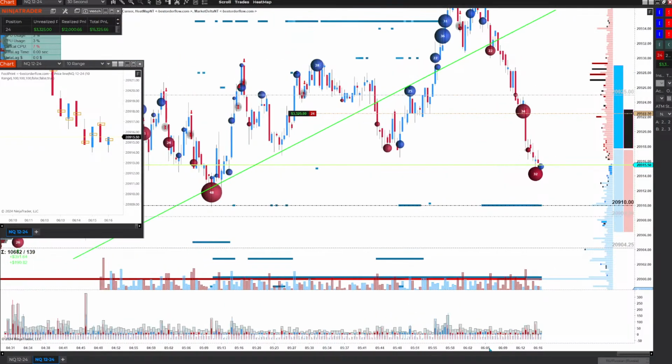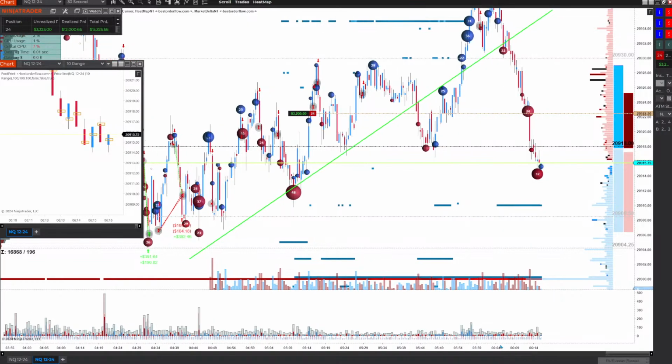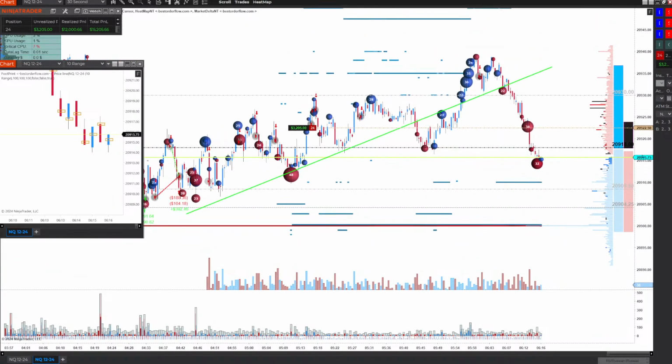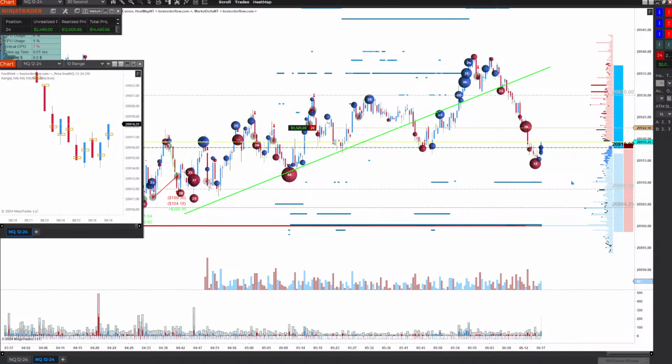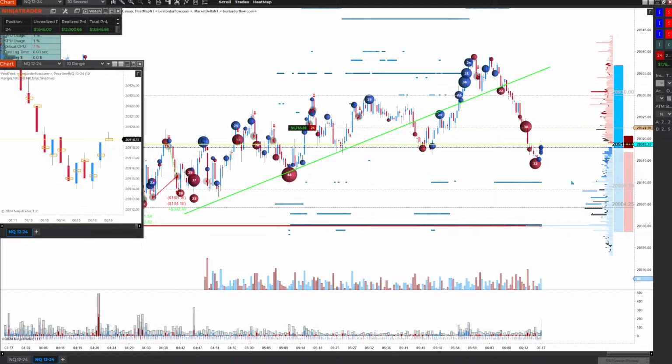So what are we doing? We're practicing our strategies. We're inventing new indicators. And we're improving the ones that we already have, significantly improving.